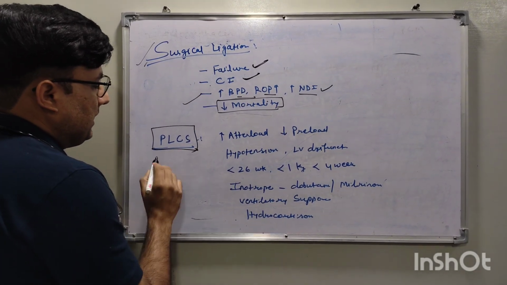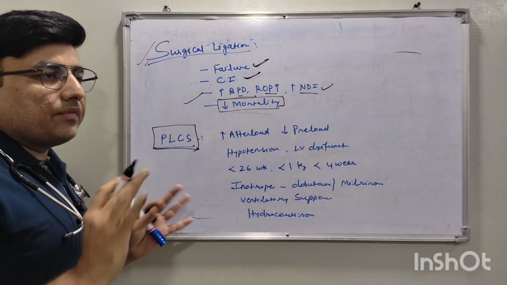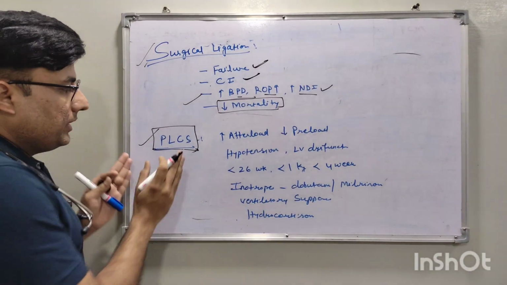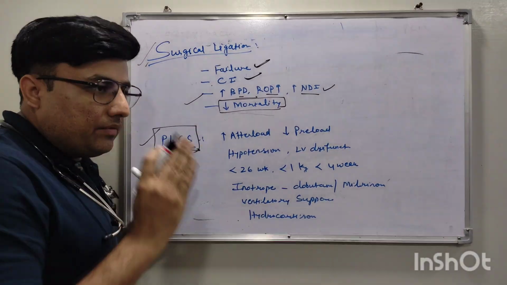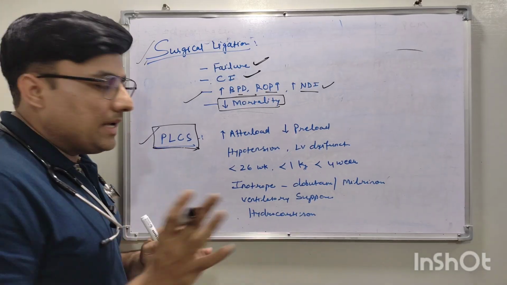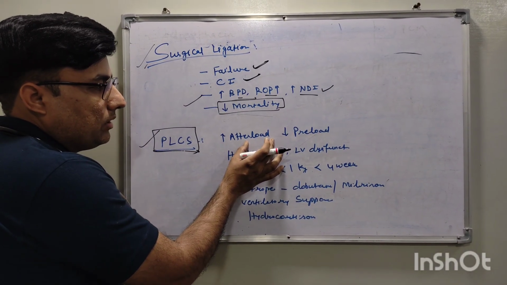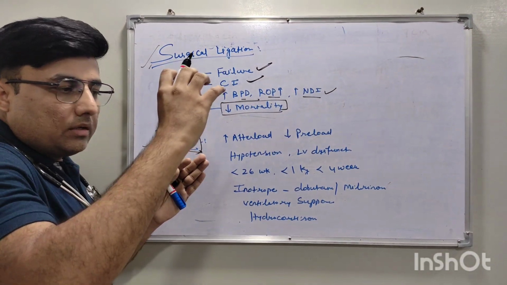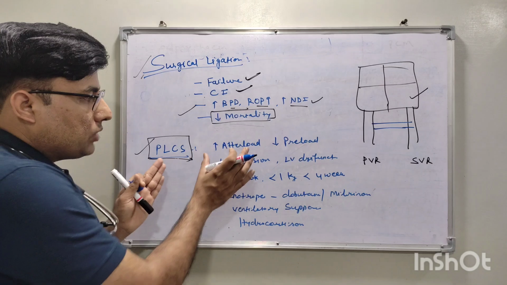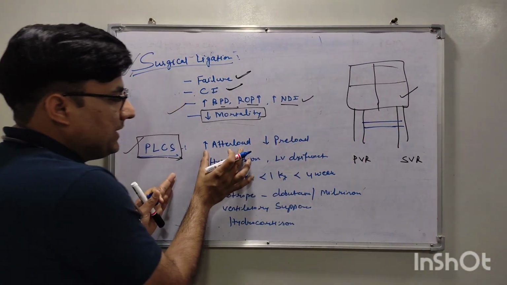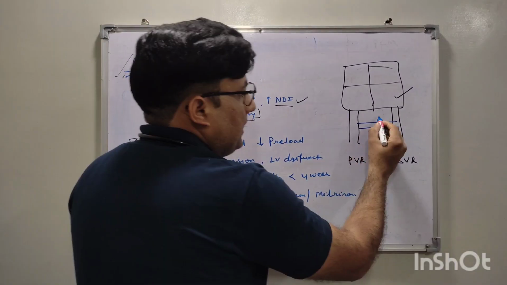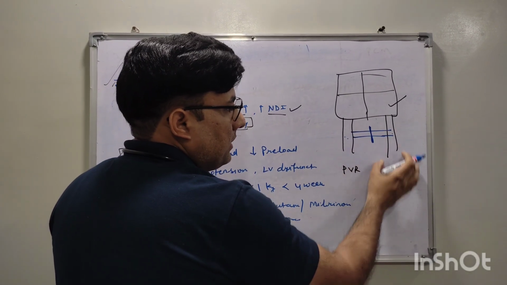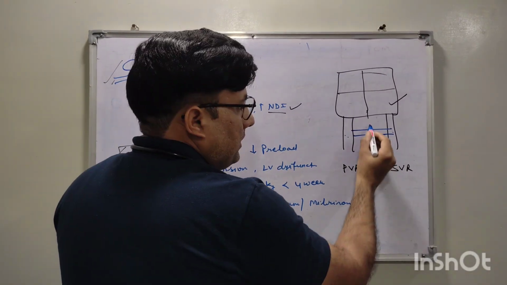One thing we'll discuss is that after the surgical ligation procedure, babies can develop post-ligation cardiac syndrome. What will happen? When we close the PDA after surgical ligation, there will be a sudden increase in afterload and decrease in preload, because the low pressure pulmonary circulation has stopped. Previously a left to right shunt was there, which was decompressing the flow, but now we have stopped this flow.